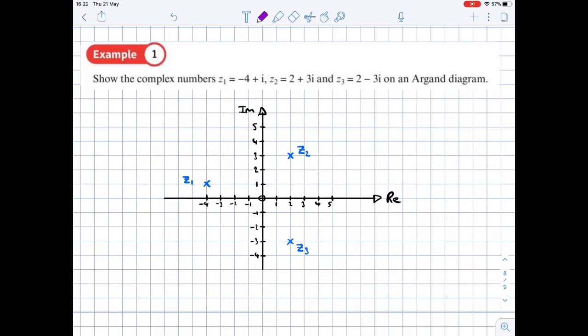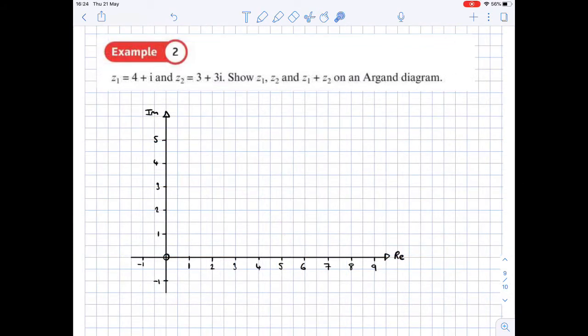Sometimes we can think of those complex numbers as being represented as a vector. So for example, the vector Z1 would be as such, going from the origin to the coordinate minus 4, 1. Z2 would be represented by this vector, and finally Z3 would be represented by that vector. So it can be helpful later on to think of these as vectors, particularly when we want to add, multiply, subtract or divide with them.